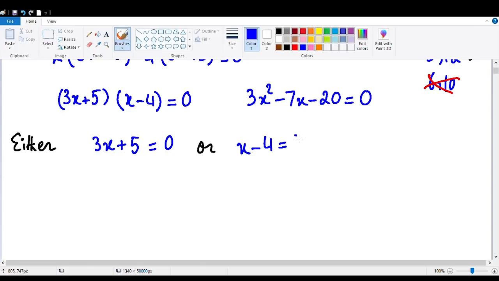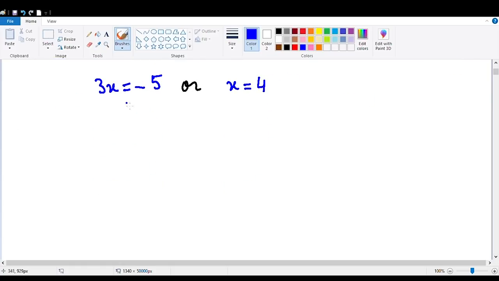So in this one, we can take 5 to the other side, and we'll get 3x. The 5 is positive, so when it goes to the other side, it will be negative: 3x equals negative 5. Or in this one, we can take minus 4 to the other side, so we'll get x equals plus 4, like it's minus 4, so it will become plus 4.